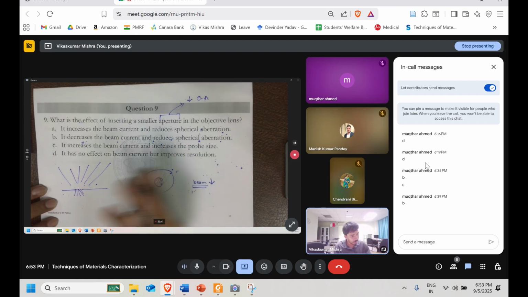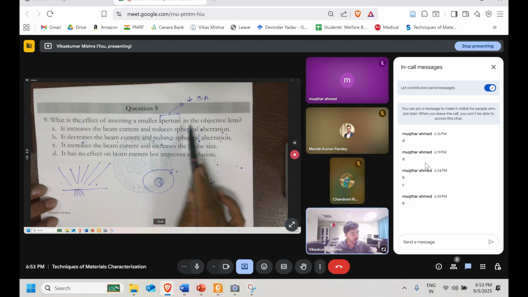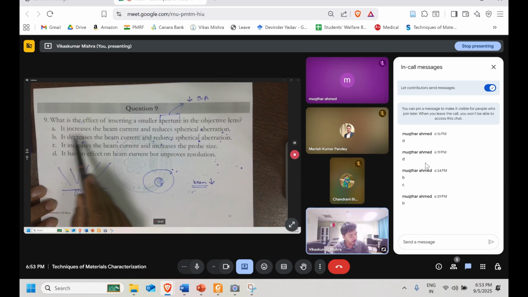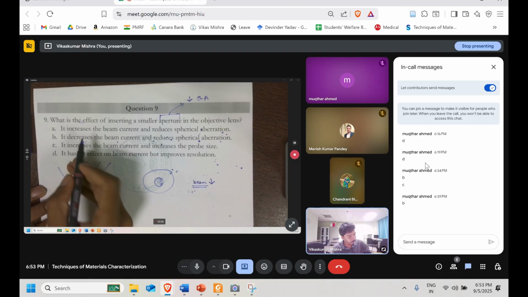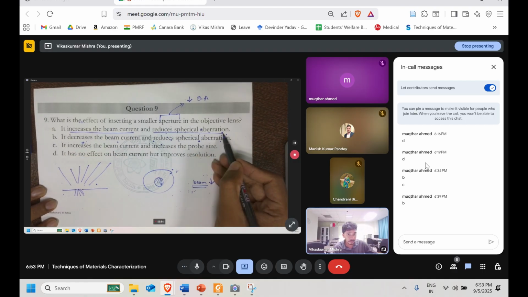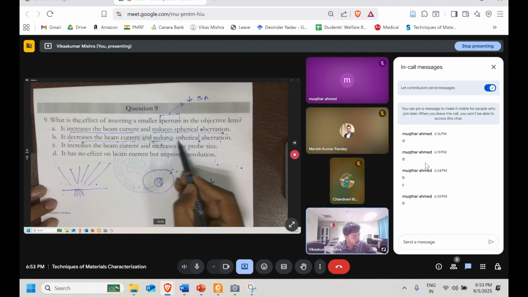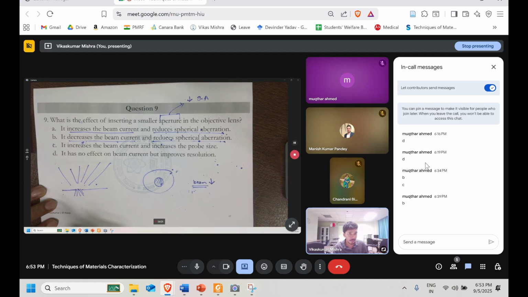Let's now read the options. What is the effect of inserting the small aperture in the objective lens? First one, it increases the beam current and reduces the spherical aberration. Decrease the beam current and reduce the spherical aberration. Next one, increase the beam current, increase the probe size. It has no effect on the beam current but improves the resolution. What do you think? What is the right answer over here?